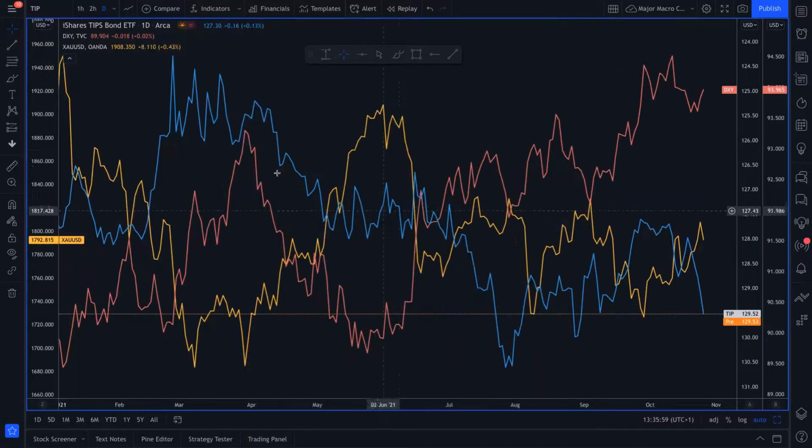Now, if you notice, I'm using the TIPS here as a proxy for real yields. It's very close to real yields, and it is updated intraday. So you notice when the dollar's falling and real yields are falling, do you see how gold rises sharply? So when we have falling real yields, falling dollar, we have gold rising.